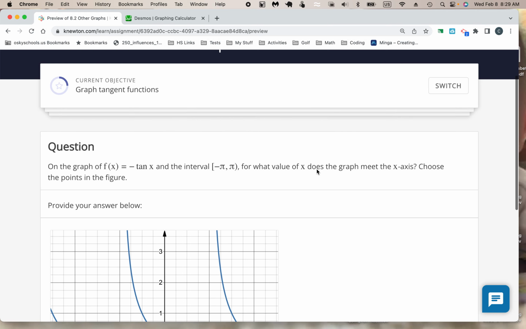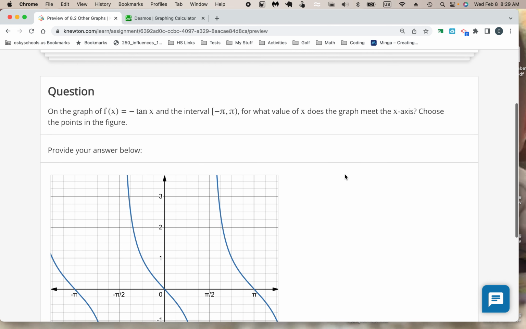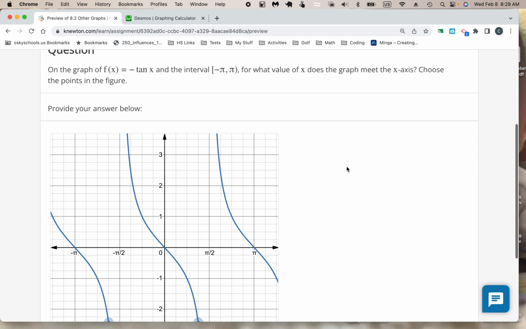We're back to the objective graph tangent functions. And it says on the graph of f of x equals negative tan x and the interval negative pi to pi, for what value of x does the graph meet the x-axis? So again, we're trying to meet the x-axis.